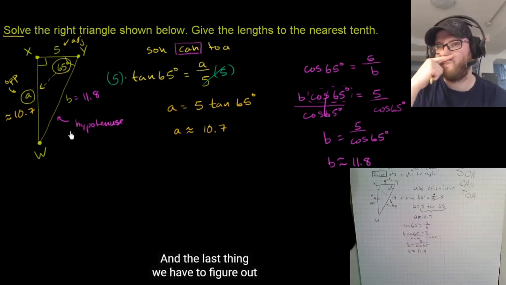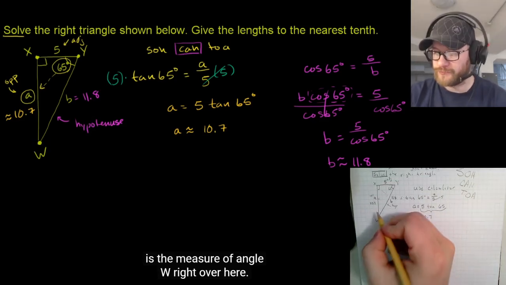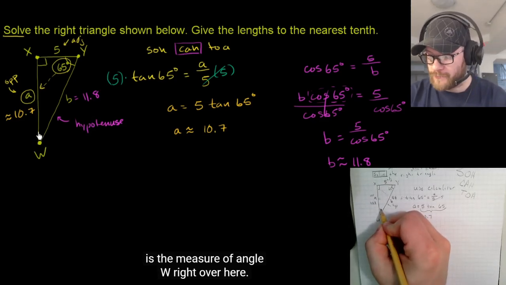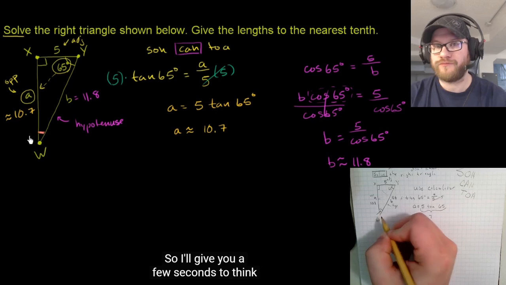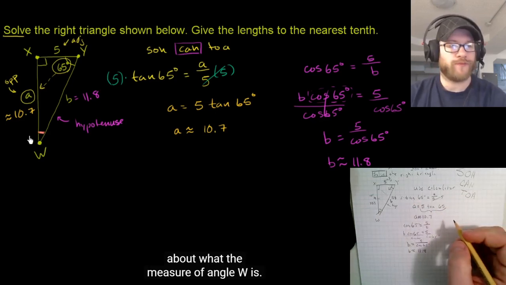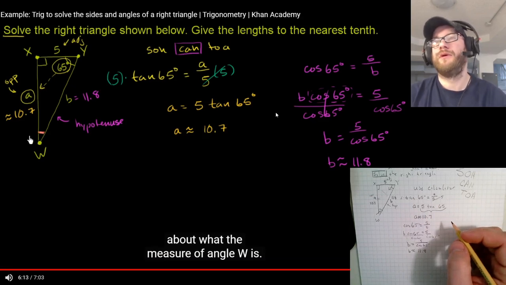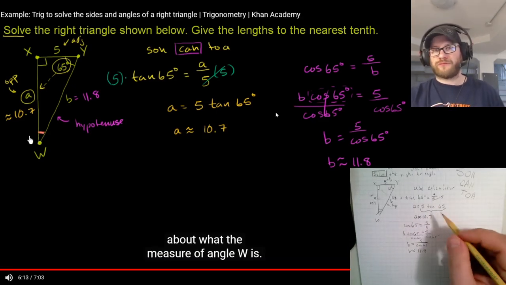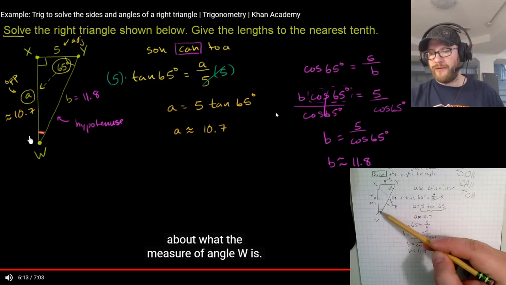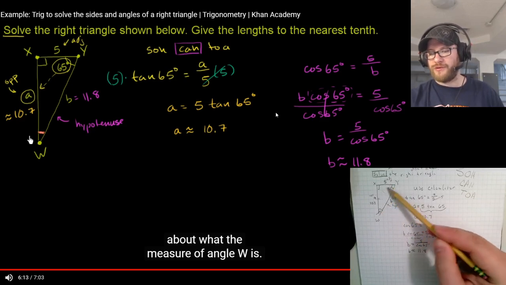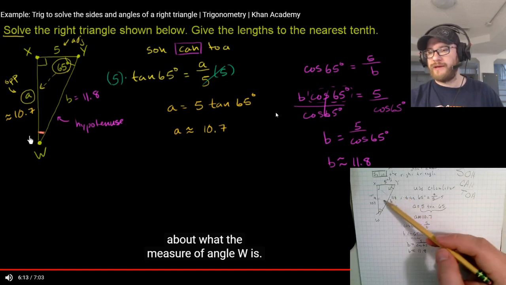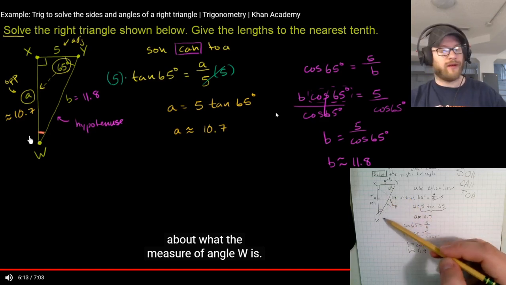And the last thing we have to figure out is the measure of angle W, angle W right over here. I'll give you a few seconds to think about what the measure of angle W is. If we take all the angles in a triangle, they should all add up to 180. So I wonder if he's going to subtract 90 from 180, subtract 65 from whatever that is, and whatever's left is going to be our angle W.